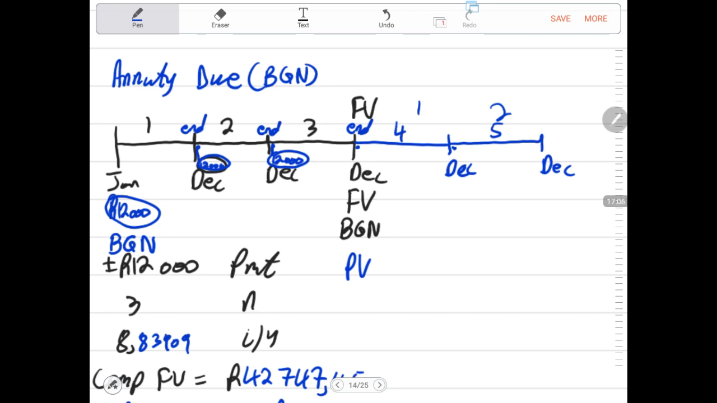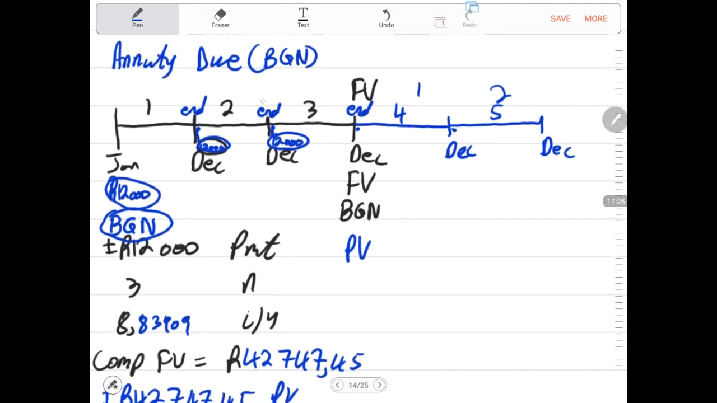Now, if we're calculating the future value and we don't put this BGN button, and we say 12,000 is PMT, 3 is N, we write the interest, then we say compute future value. We don't put BGN. What do we get? We get the future value, but that future value will be at the beginning of year 3, meaning just after the last amount was borrowed. So if we don't put BGN, we get the future value at this point in time.